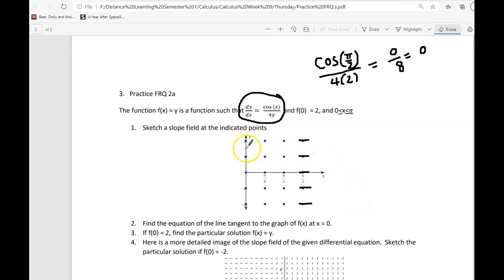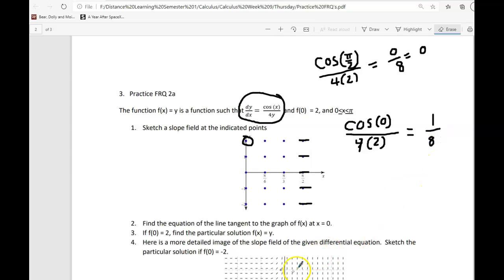Here's another one. Over here, let's go ahead and do these ones. Here, we're going to end up with, let's say, a slope. We're going to plug in 0 for x. And then we're going to plug in for y. Now, cosine of 0 is 1. And 4 times 2 is 8.